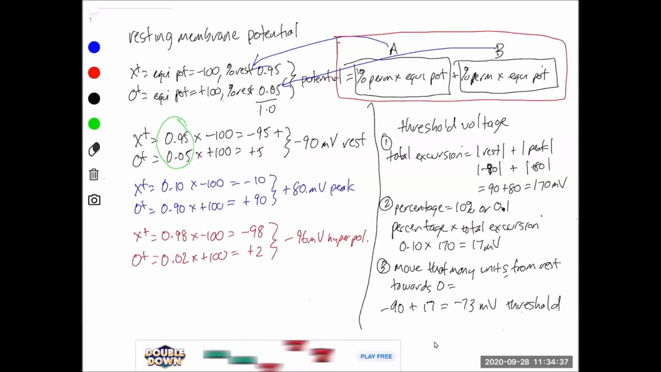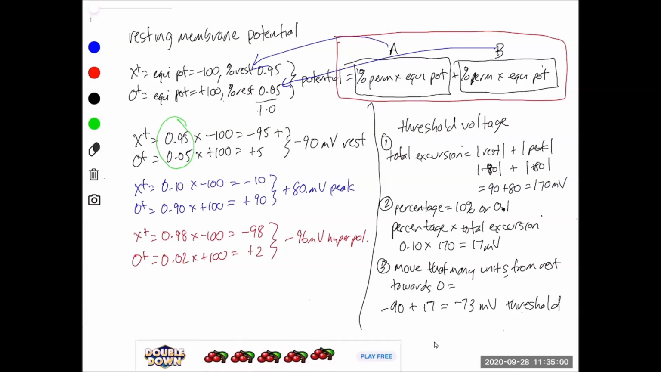All right, so there's 3 steps. You got to figure out the total excursion first. The easiest way to do that is take the absolute value of rest plus the absolute value of peak. Then you take the percentage of that total excursion that was given in the problem. In this case, and in most cases, it's 10%. So 0.1 times the total excursion of 170 gives me 17 millivolts.